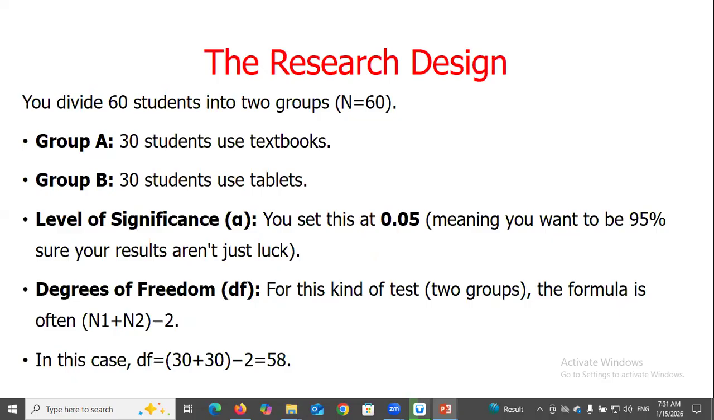Level of significance: you set this at 0.05, meaning you want to be 95% sure your results are not just luck. Degrees of freedom: for this kind of test with two groups, the formula is often n1 plus n2 minus 2, for two variables. In this case, the degrees of freedom are 30 plus 30 minus 2, which is 58.